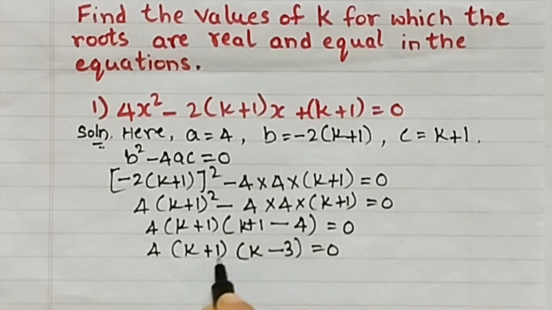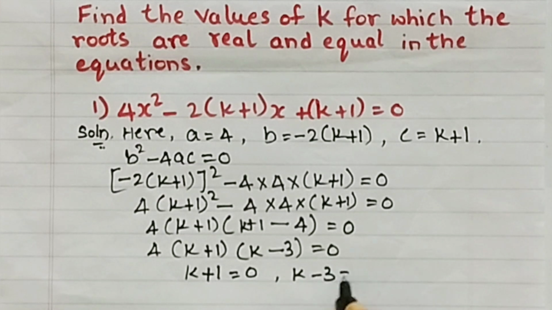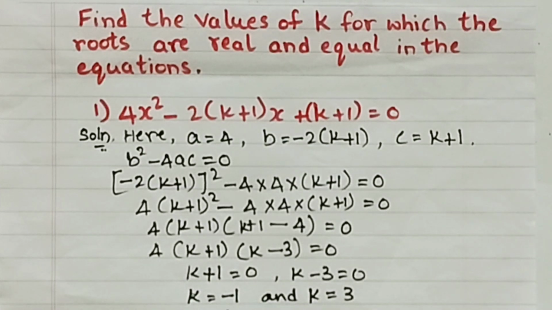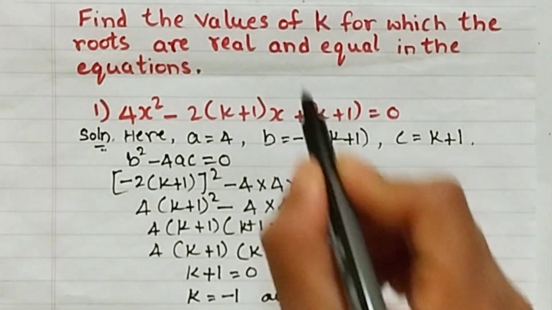Here 4 into (k+1) into (k-3) is equal to 0, or we can write (k+1)(k-3) is equal to 0 by 4, that is 0. So we write here k plus 1 is equal to 0 and k minus 3 is equal to 0. K is equal to minus 1 and k is equal to 3. Here k has two values.